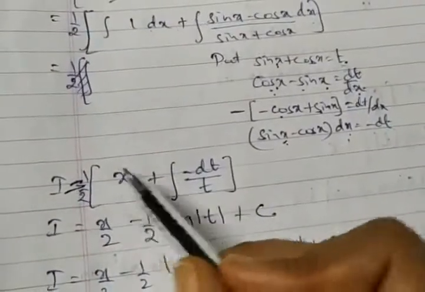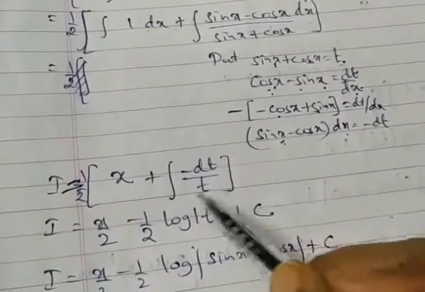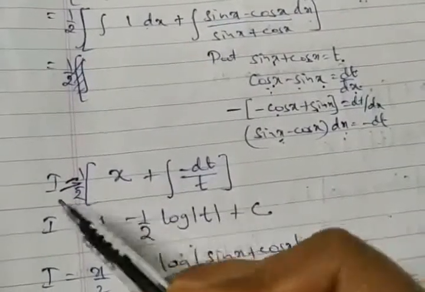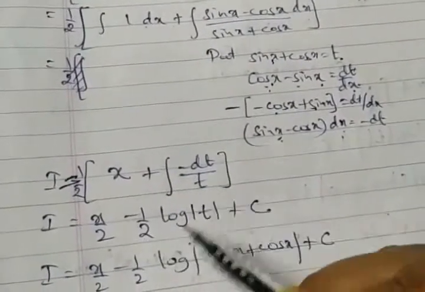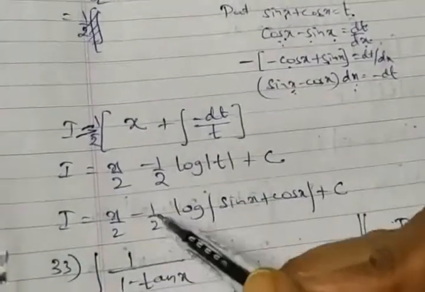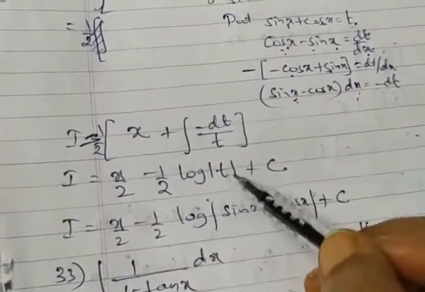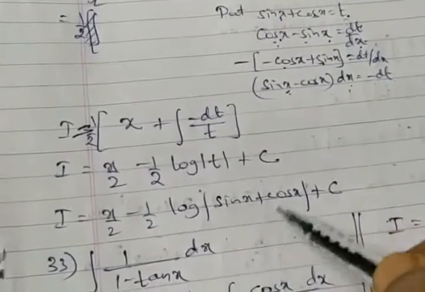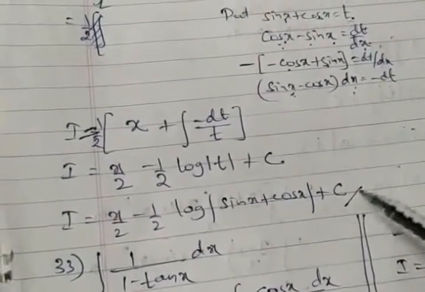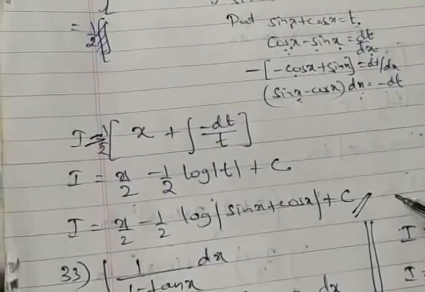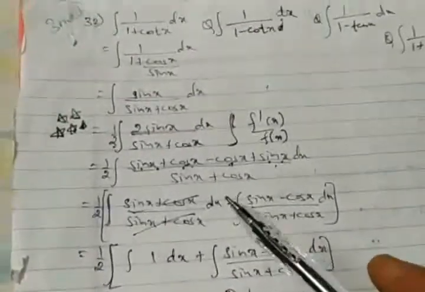Okay, this is x by 2. What about the integration here? Minus sign outside, half multiplied, we have log mod t plus c. So x by 2 minus half log, this t replaced back, mod of sin x plus cos x plus c should be the answer. Correct? Fine. So I hope this is clear.